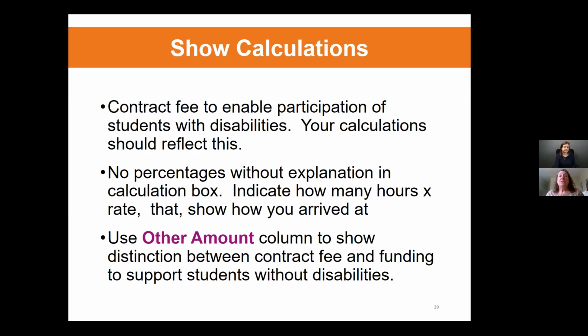In an inclusive situation, it may be useful for you to use the other amount column to clearly separate contract money for students with disabilities and other monies for students without disabilities, particularly if you're serving a high number of students without disabilities.